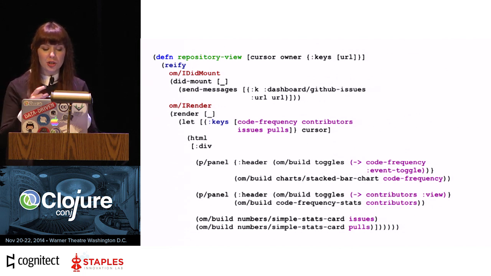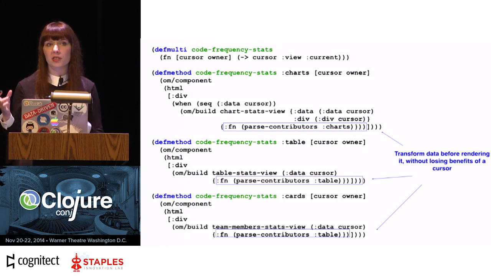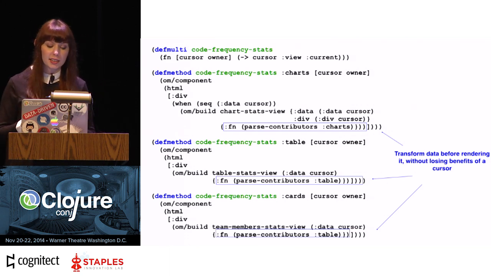You can see that there are 4 components, and each component gets a different cursor, so a different part of the application state. I learned my lesson, and whenever something changes in the application state, the components will update accordingly. And here's the code frequency stats. These are the views that were shown on the right-hand side. Depending on what view the user selected, Om will render a different component. Multimethods are great for that, and I'm really glad that we can use them with Om.